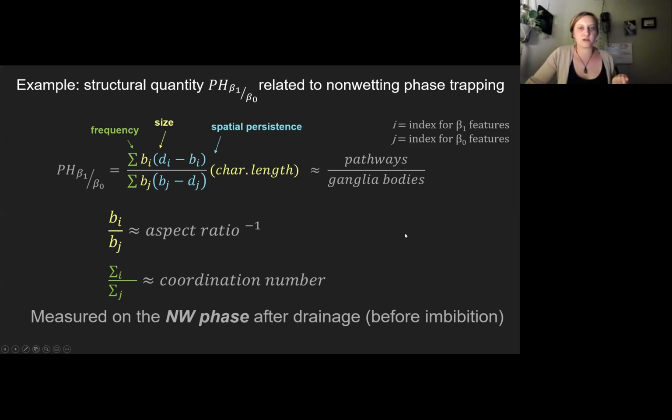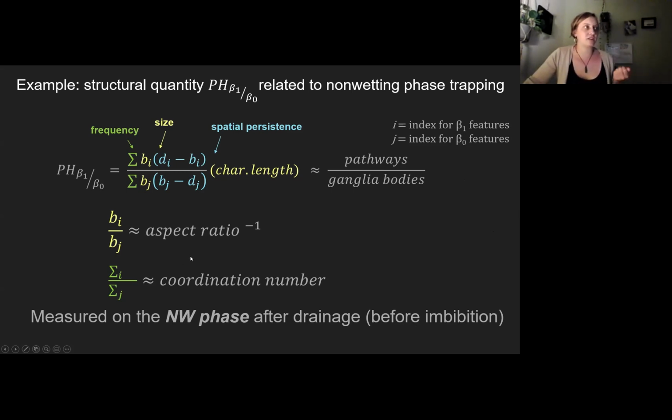So in general terms, we're looking at the number, the size, and the persistence of all the redundant pathways of the non-wetting phase relative to the number, size, and persistence of all of the pore bodies that the non-wetting phase is occupying. So intuitively, if this value is very large, then the pathways should dominate and that should facilitate mobilization. And if it's small, that means that the ganglia bodies dominate and that should encourage trapping.